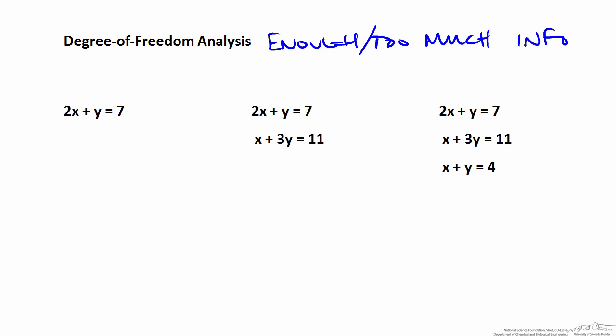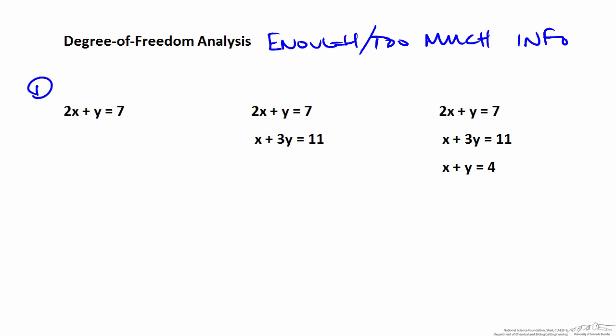Before we look at an engineering example of doing a degree of freedom analysis, we can get an intuitive sense of what it means by looking at a couple of systems of algebraic expressions. So we'll look at three scenarios. In the first, we have one equation: 2x plus y is equal to 7.